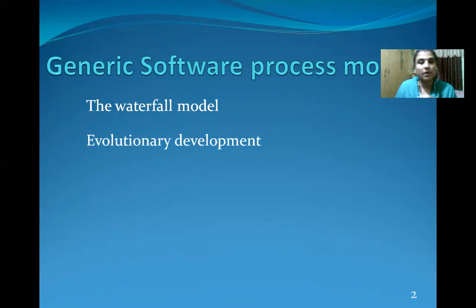Next we have evolutionary development. In this particular process model, the phases I specified, requirement specification, design, implementation, testing, and maintenance, will interleave. Under this evolutionary development, we have two different types. One is exploratory and the other one is throwaway prototyping. These are the two different types we have under evolutionary.